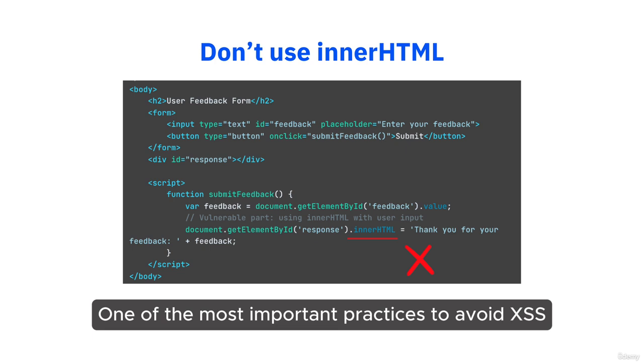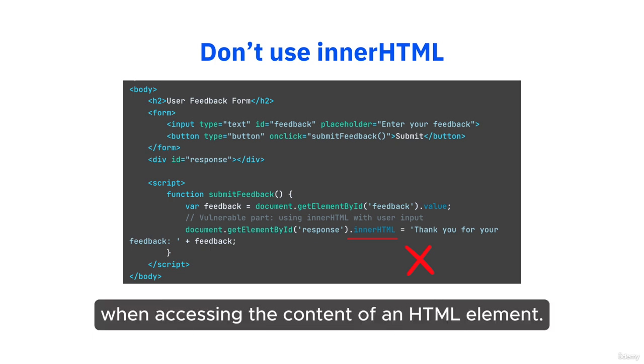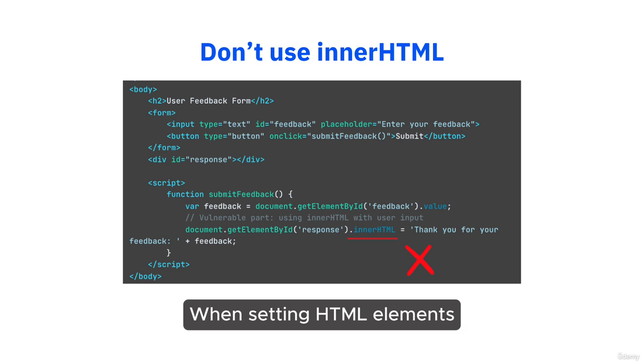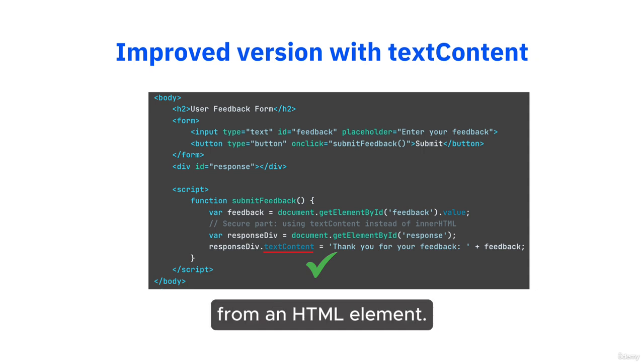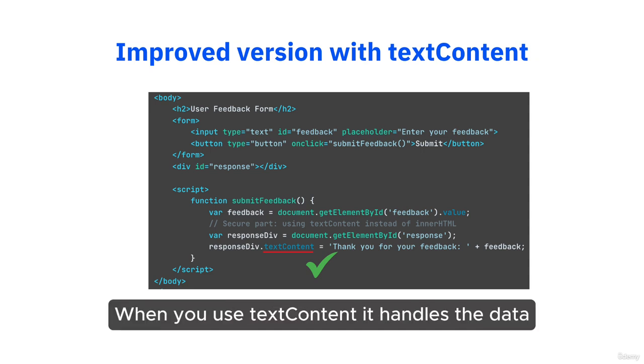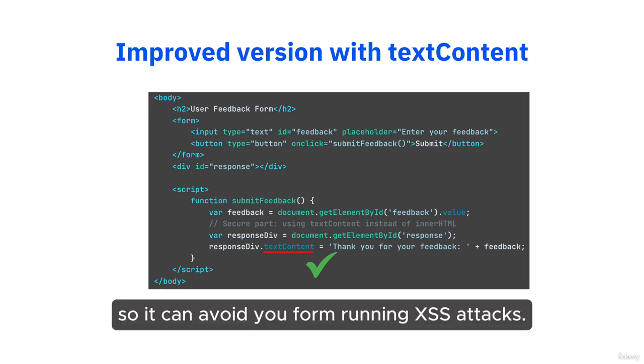One of the most important practices to avoid cross-site scripting is to not use inner HTML when accessing the content of an HTML element. When setting HTML elements using inner HTML, a hacker can enter JavaScript that can be executed. Instead, use text content to get the text data from an HTML element. When you use text content, it handles the data as plain text and not HTML data, so it can avoid you from running cross-site scripting attacks.